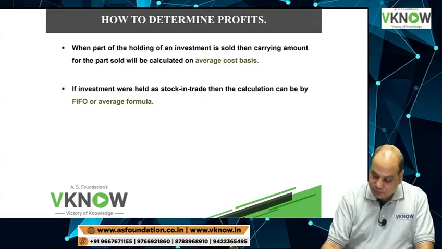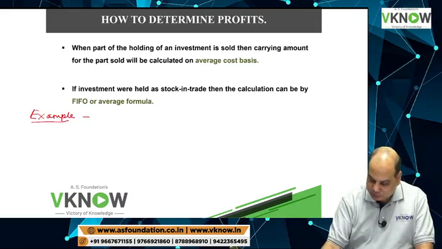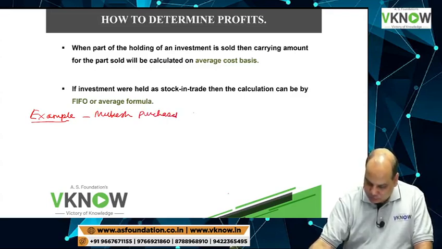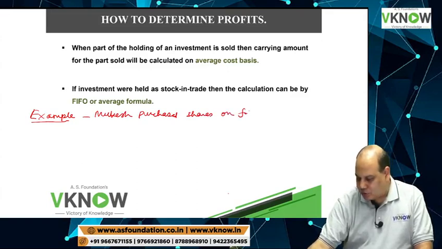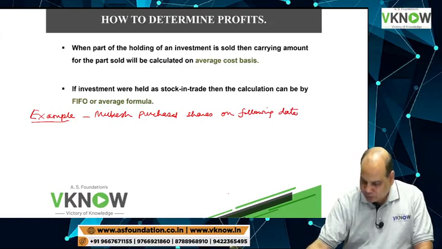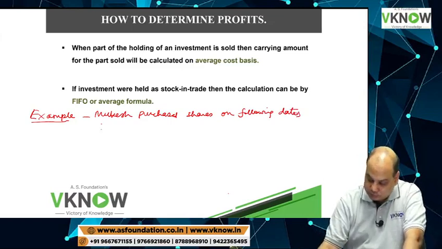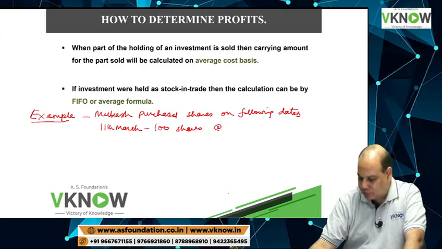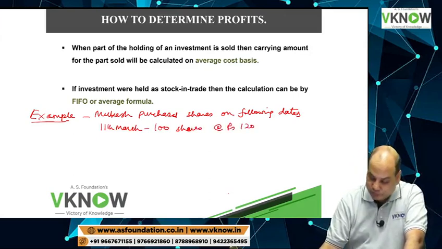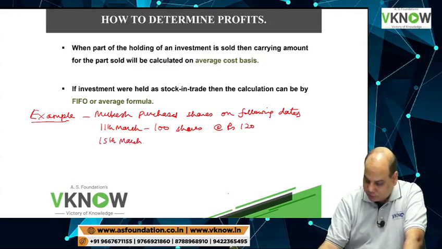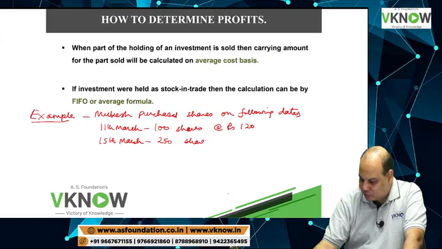Now understand how this average cost works. Example: Mukesh purchased shares on the following dates. On 11th March, 100 shares at rupees 120. Write down: Mukesh purchased shares on the following dates. On 15th March, 250 shares at rupees 180 each.